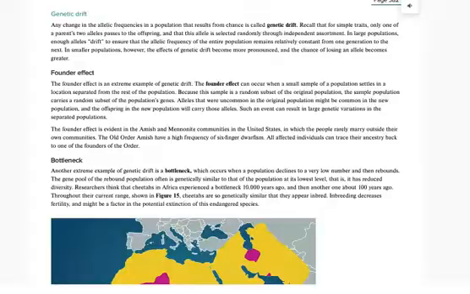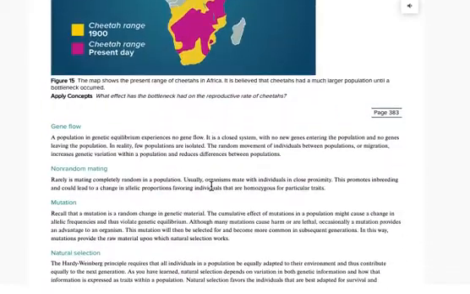So that's called the bottleneck effect. You can also have gene flow. Gene flow is basically genes flowing through a population, and we already talked about that.